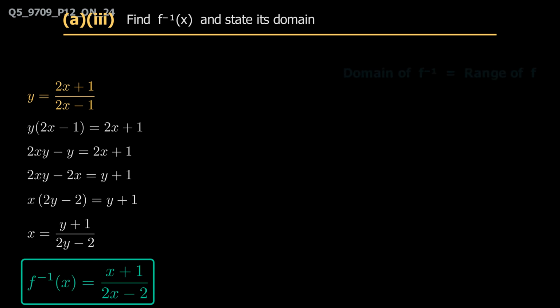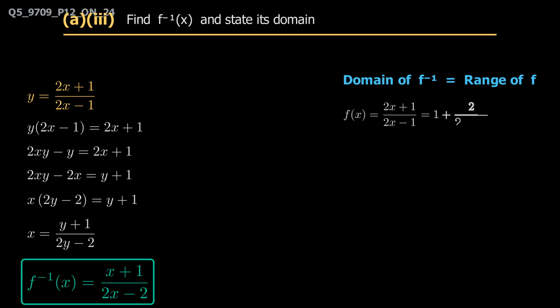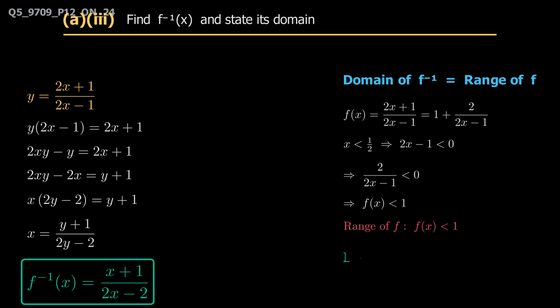The domain of f inverse equals the range of f. Write f as 1 plus 2 over 2x minus 1. Since x is less than 1/2, 2x minus 1 is negative. So 2 over 2x minus 1 is negative. Hence f of x is less than 1. The range of f is all values strictly below 1. Therefore the domain of f inverse is x less than 1.